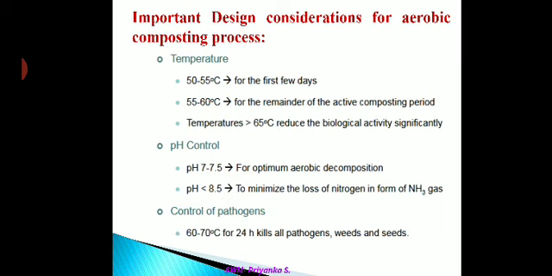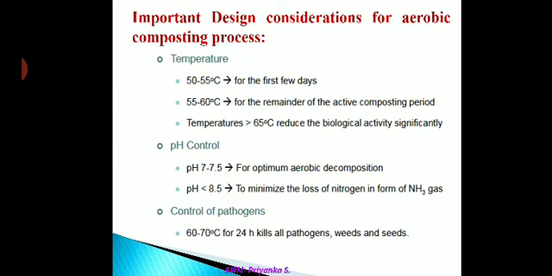Then the next is the pH control. This is again a very important parameter in evaluating the microbial environment and the waste stabilization. The pH value varies with time during the composting process. To achieve an optimum aerobic decomposition, the pH should remain at 7 to 7.5. So for optimum aerobic decomposition, the pH we have to maintain is 7 to 7.5. Then, to minimize the loss of nitrogen in the form of ammonia gas, the pH should not rise above 8.5.